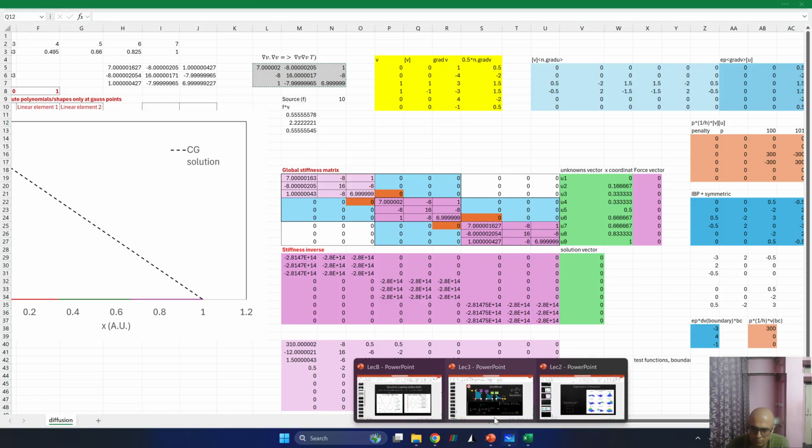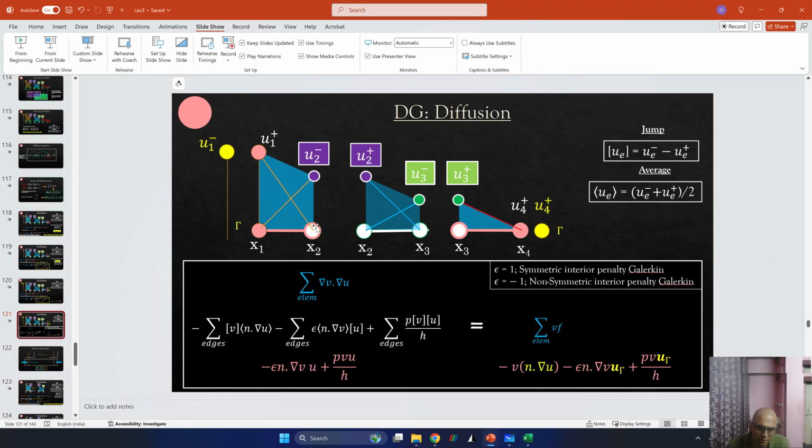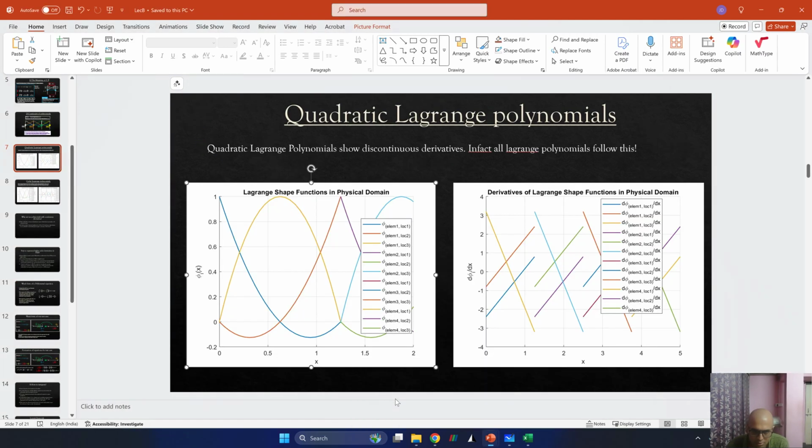So let's just consider that we are at point 2. So we would have 3 shapes from the left side and 3 from the right side. And if we are evaluating those shapes at x2, we would just get 0, 0, 1 and 1, 0, 0, right? Because the first test function is basically 0 at this node. Let's have a look at those test functions.